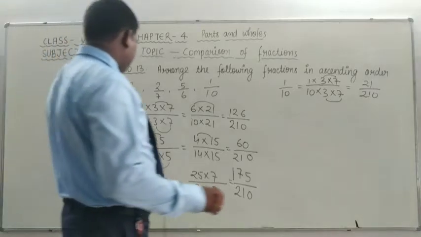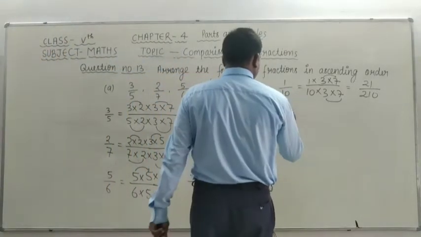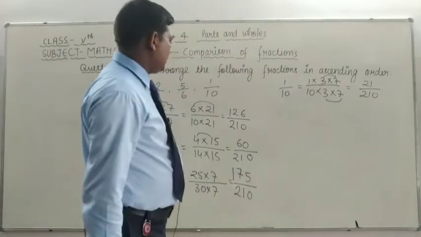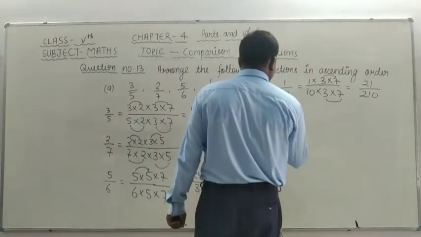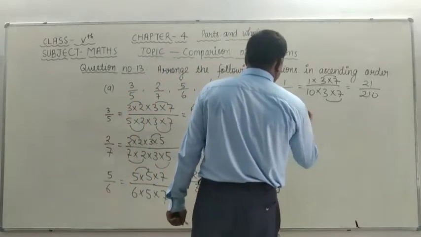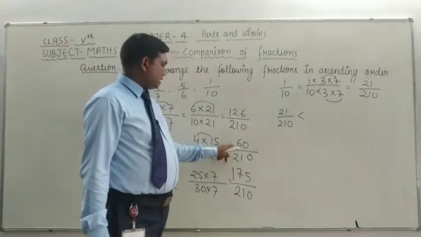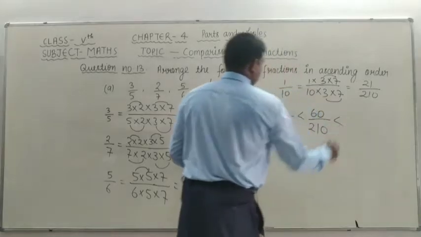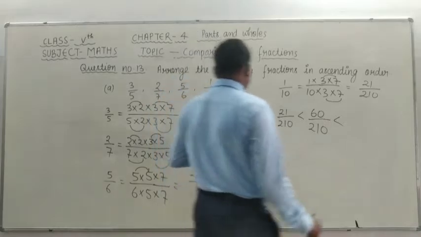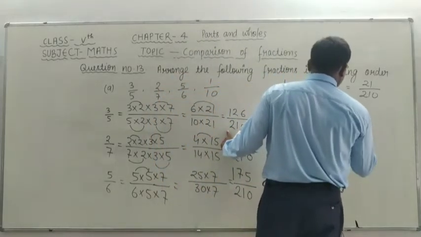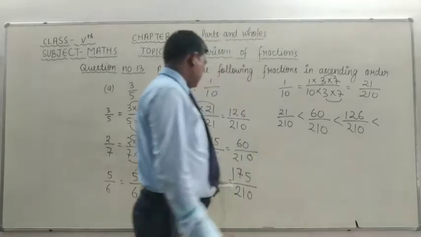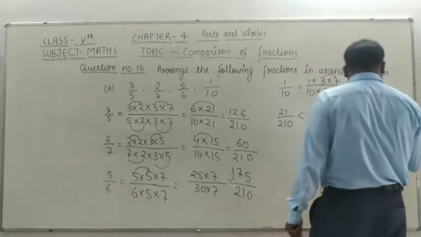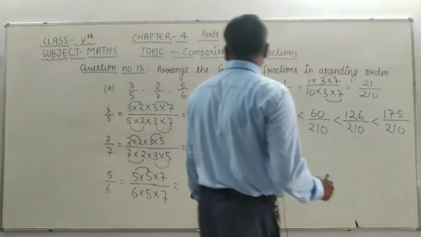Then the greatest fraction is 175 over 210, and the least fraction is 21 over 210. Next 60 over 210, next 126 over 210, and next 175 over 210.